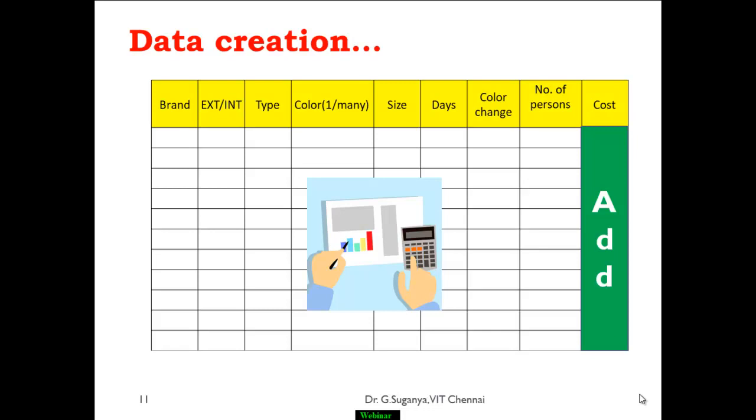Now, looking at what the columns represent: brand, exterior, interior, type, color, size, all those things. What do they correspond to? Our domain of interest is painting.